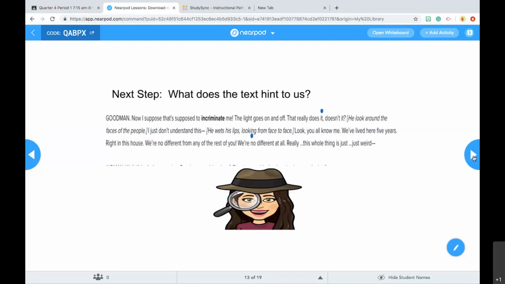In the text it says this: Goodman. Now I suppose that's supposed to incriminate me. The light goes off, on and off. That really does it, doesn't it? He looks around at the faces of the people. I just don't understand this. Look, you all know me. We've lived here for 5 years, right in this house. We're no different from any of the rest of you. We're no different at all, really. This whole thing is just weird.